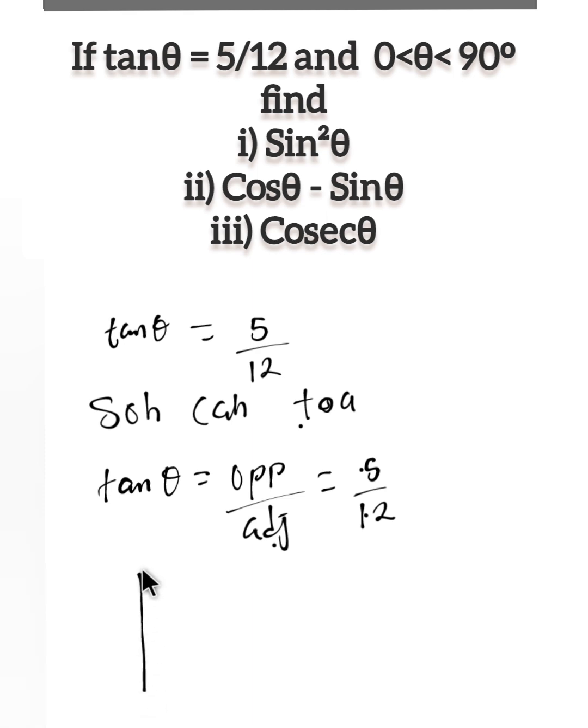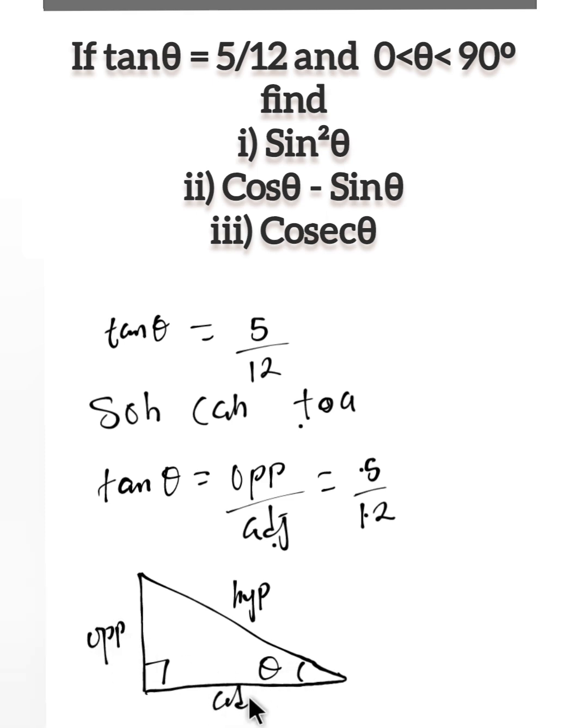In the triangle we have this angle 90, and this is theta. If we are to identify each part, this is the hypotenuse, this is the opposite, and this is adjacent. So opposite is 5 and adjacent is 12. Hence, we need to find the longest part, which is the hypotenuse.